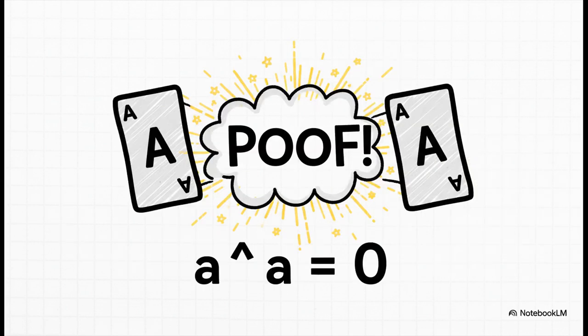And here's the real showstopper, the cancellation property. If you XOR any number with itself, the result is always 0. This is because at the bit level, every single bit is being compared with an identical copy of itself, so the result is just a long string of zeros.